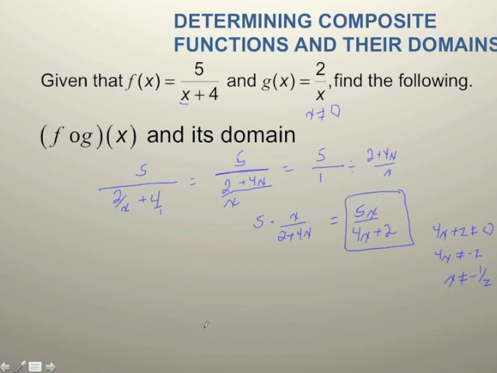So the domain in interval notation, we have to take into account this and this. So it's negative infinity to negative 1/2, union with between negative 1/2 and 0, union with from 0 to infinity, becomes the domain.